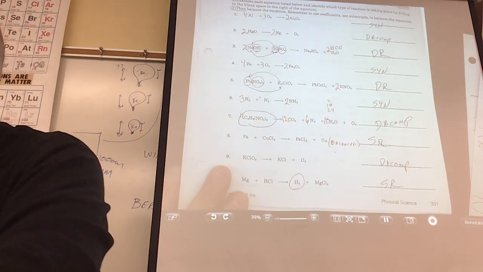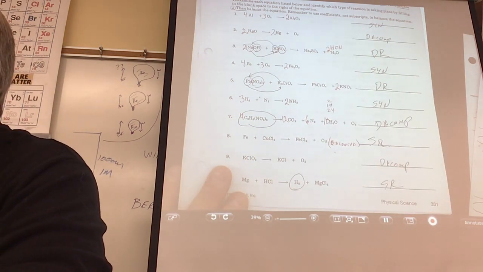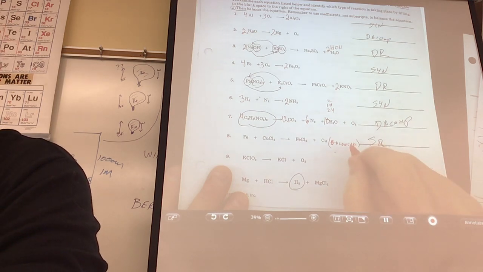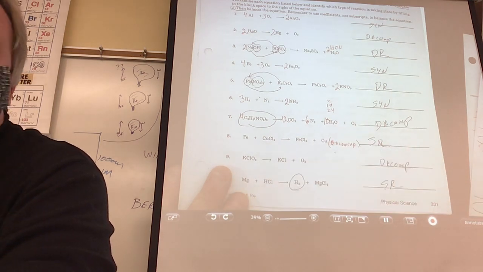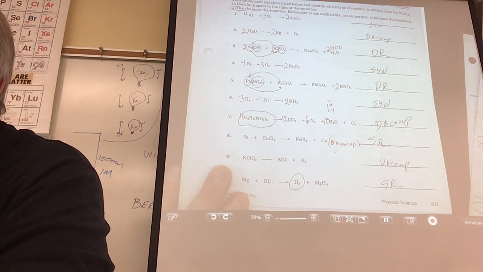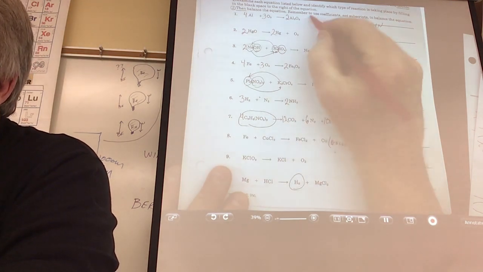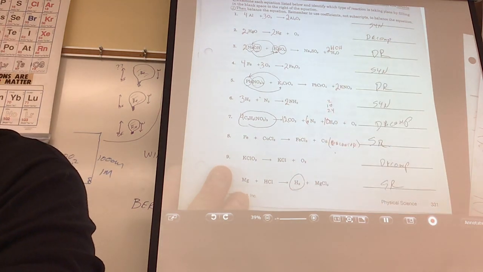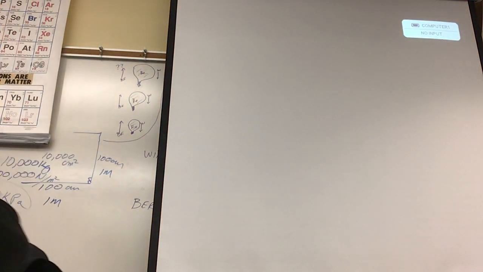Wait. When I say write balance, what does that mean? It doesn't mean you balance it. It means it's already balanced. You didn't have to do anything. Get that? But every year I have somebody who'll go balance, balance, balance, because they balance them. That's not what it means. Okay? All right, good.